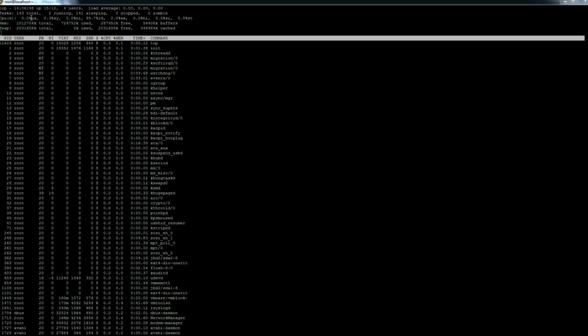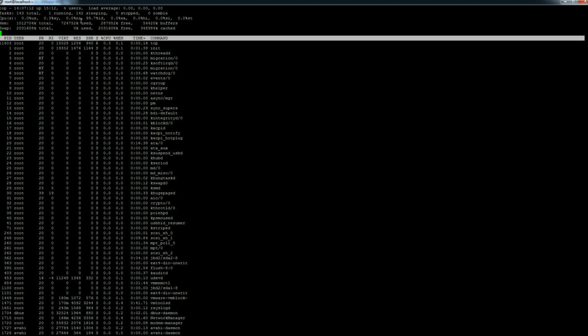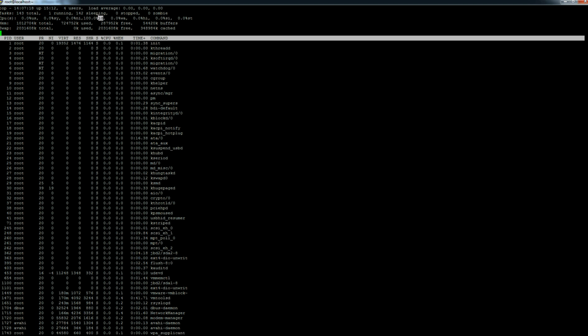The third line here is the CPUs broken down into the different spaces. We have the user space, which is everything that we're seeing within this that we can interact with. We have the system space, which is the kernel space, everything that the kernel does. We have any process that's been reniced or reprioritized, which we'll get to in the next lesson. We have idle. We have wait.